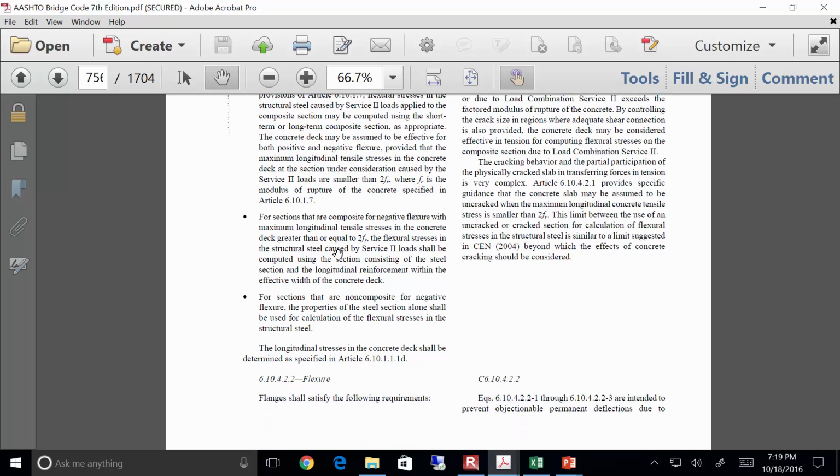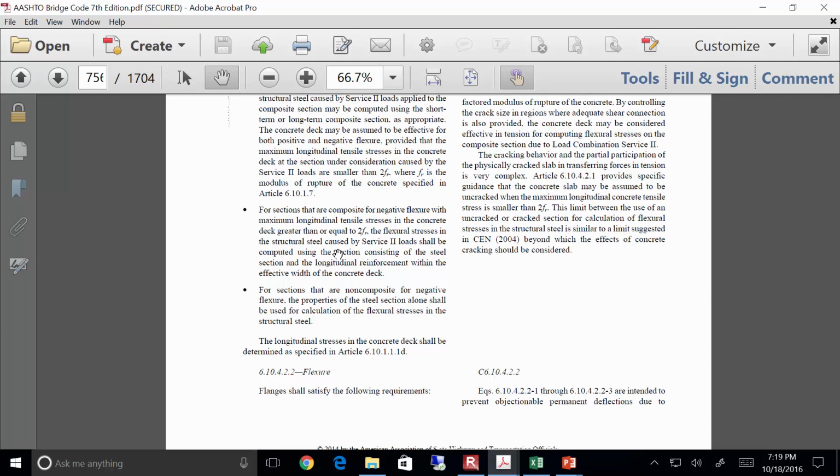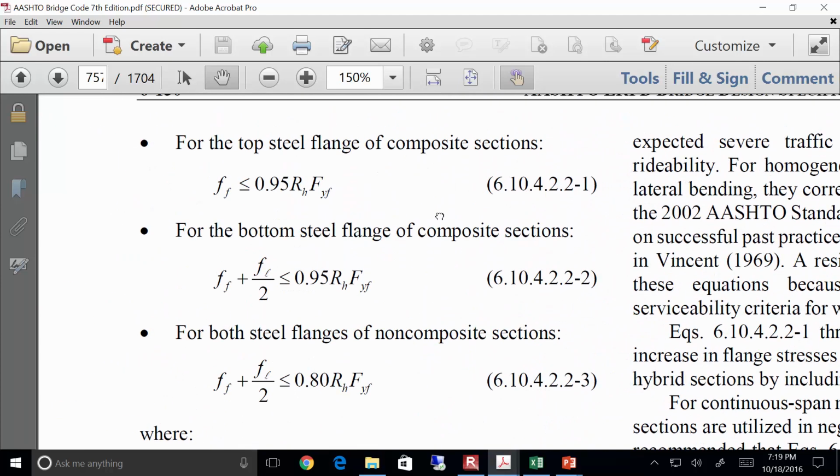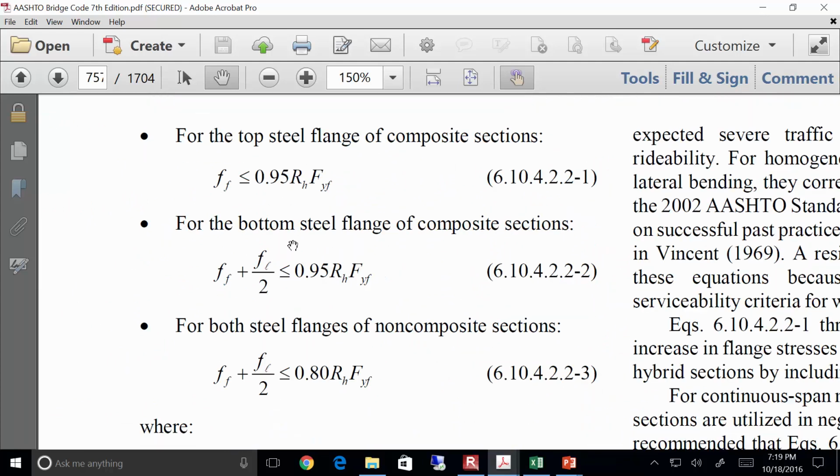Now, our limit states that flanges shall satisfy the following requirements. What do we got? We got the top flange of composite sections, the bottom flange of composite sections, and both flanges of non-composite sections. All right, so let's test your memory. What's Rh? What is that? What's this term right here? Anybody remember that? Go ahead. Remember the hybrid factor? Remember that hybrid girder factor? Remember if you have different grades of steel for the flanges than you do for the web? That's that hybrid girder factor.